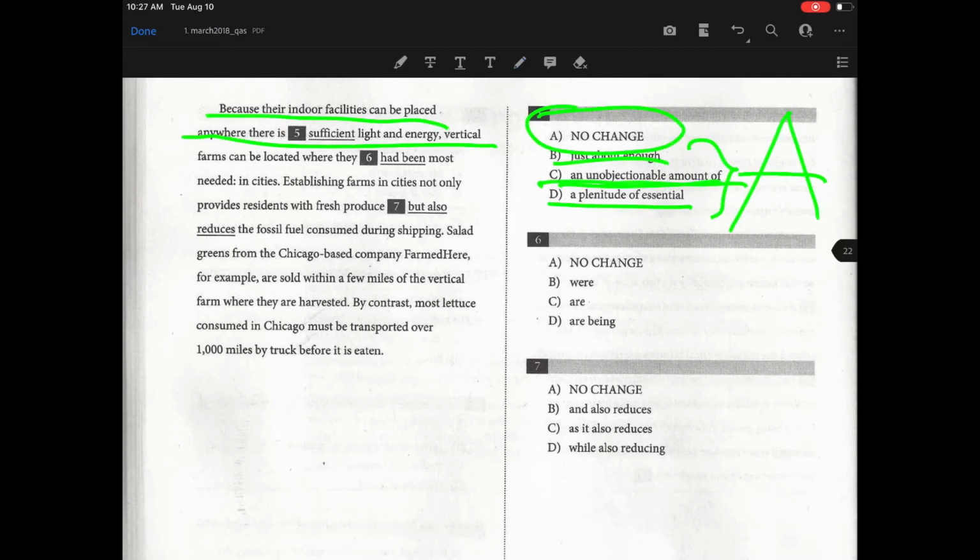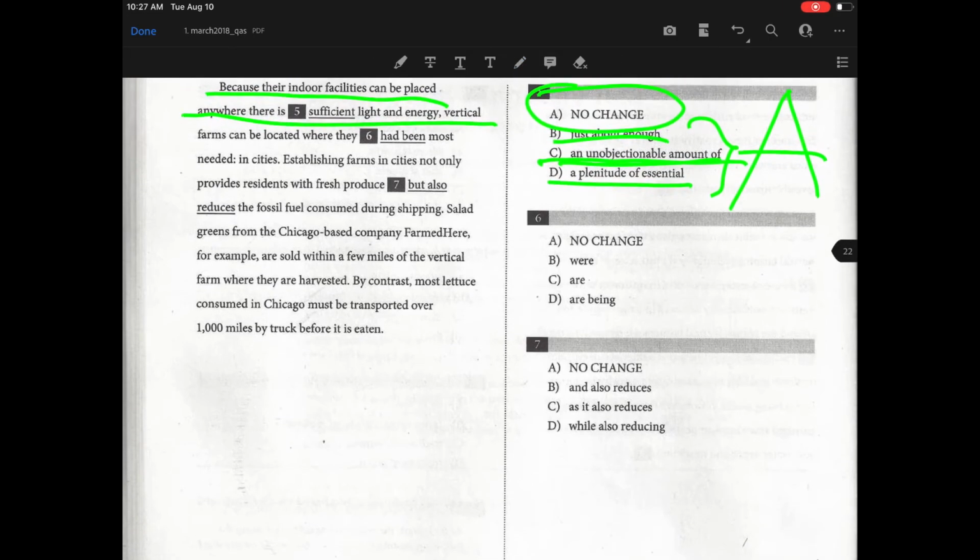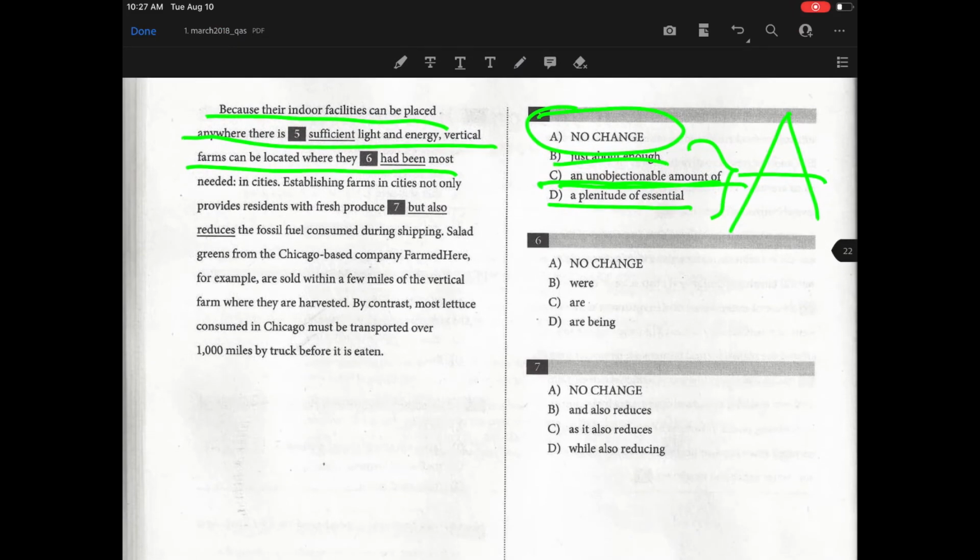Alrighty, moving next. 6. Vertical farms can be located anywhere where they had been. Now, that's a little bit tricky here. A lot of people say, yeah, but that sounds just fine. Okay, no, it doesn't sound fine. It should not be here. Let's look at what tense our paragraph is. Their indoor facilities can be present. There is present. Vertical farms can be.